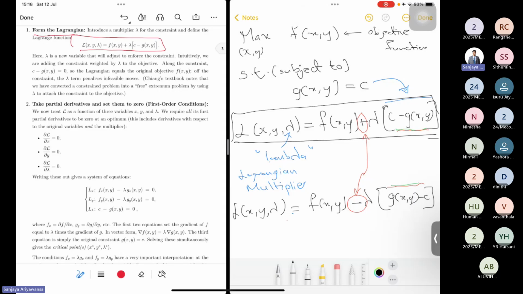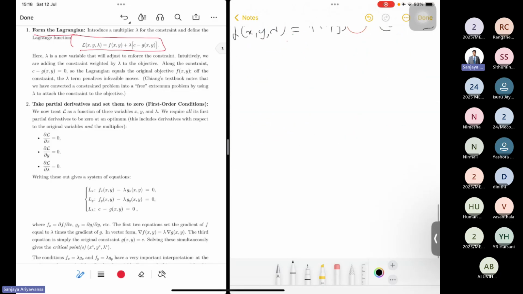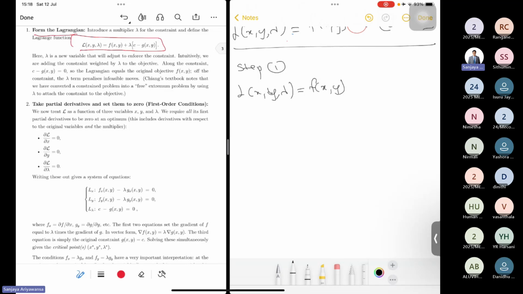So that's the first thing you need to do, right? So you form the Lagrangian. And then once you form the Lagrangian, let me rewrite it again so that it's easier. So your step number one is to write down the Lagrangian L(x, y, lambda), which is the objective function, of two variables in this case, f(x, y), plus your Lagrangian multiplier multiplied by c minus g(x, y), which is your constraint. That's step number one.